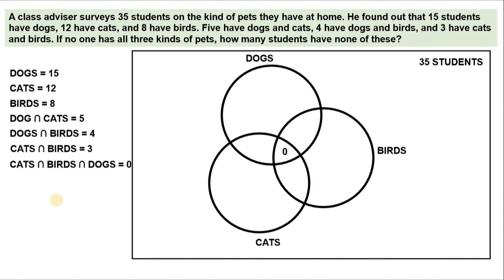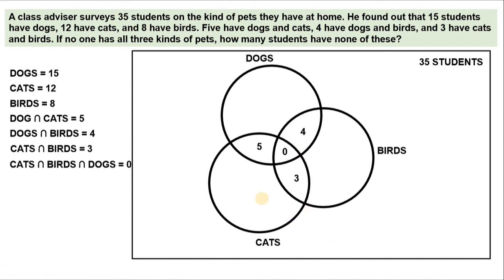Next, we're going to write or put in a circle the intersection of dog and cats here. So dog and cats is that this is the intersection, which is 5. So we're going to write that as 5. Next one is the intersection of dogs and birds, which is 4. So I'm going to write here 4. The next one is the intersection of cats and birds here, which is 3. So I'm going to write 3.